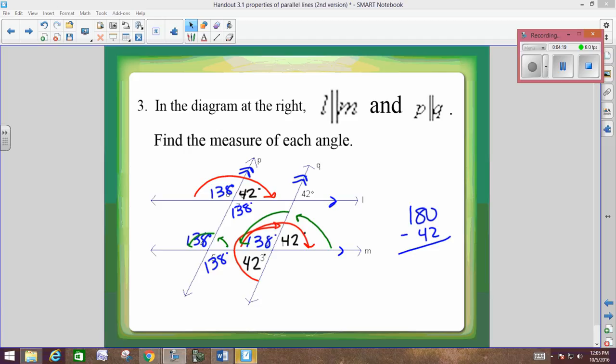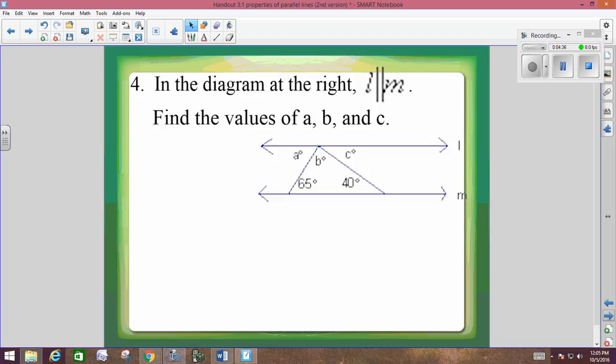Adjacent, and if they form a line, they have to make a straight line. Just because they're adjacent doesn't always mean they're equal to 180, though. Okay. All right, number 4 on the other side.